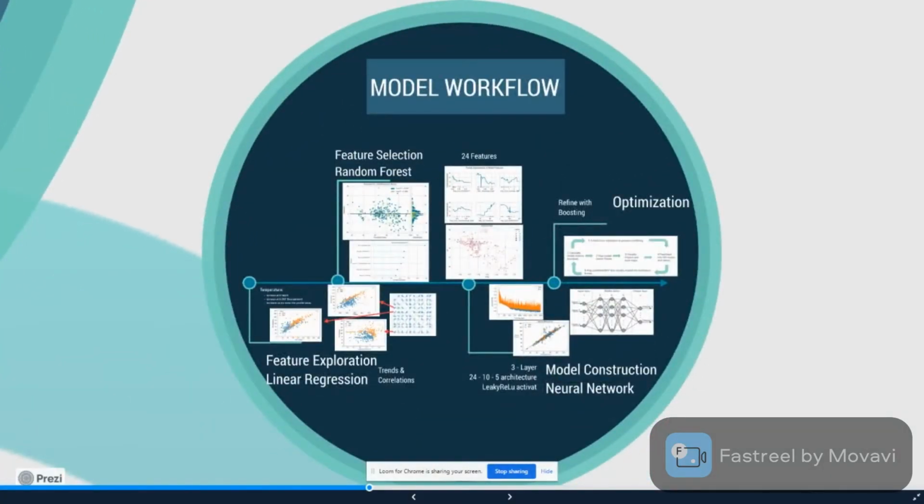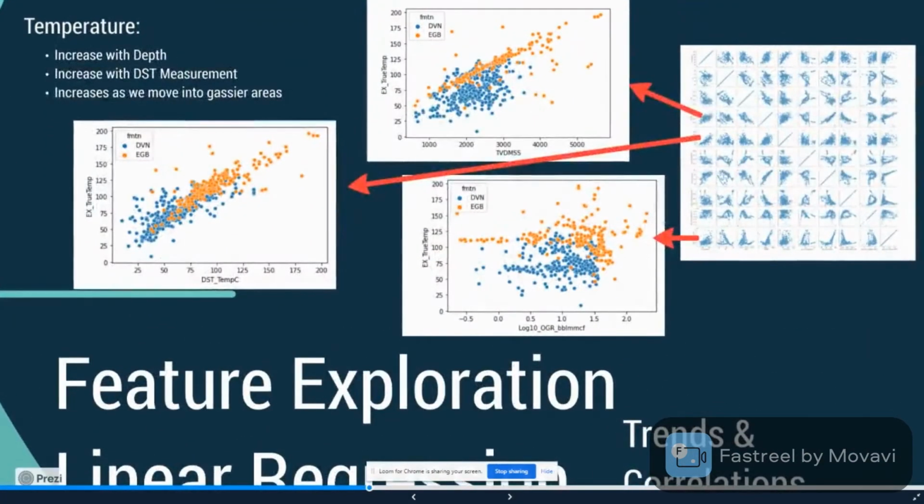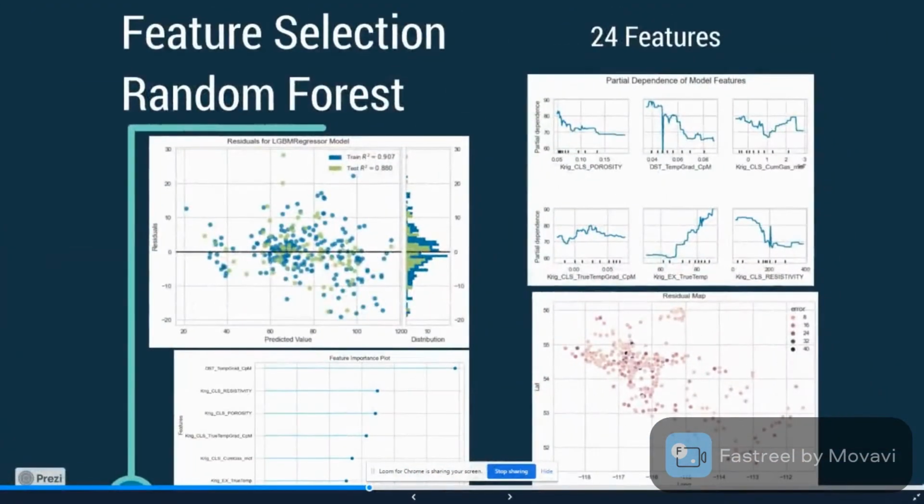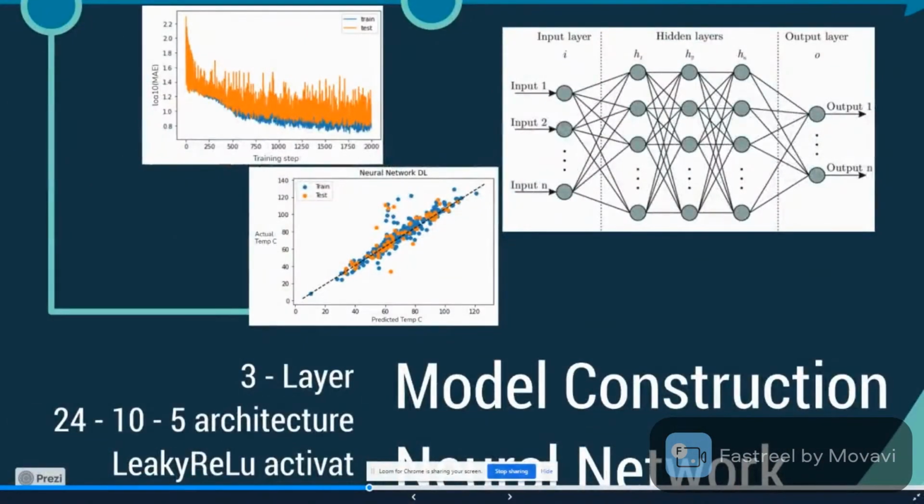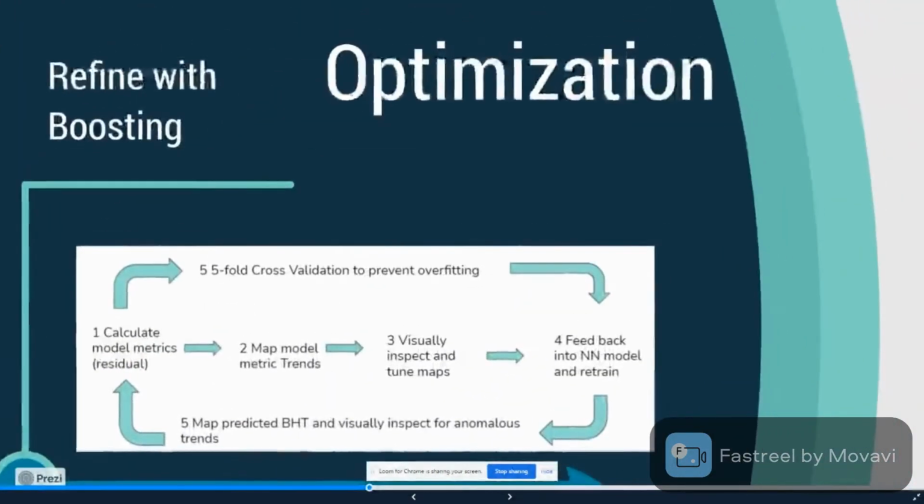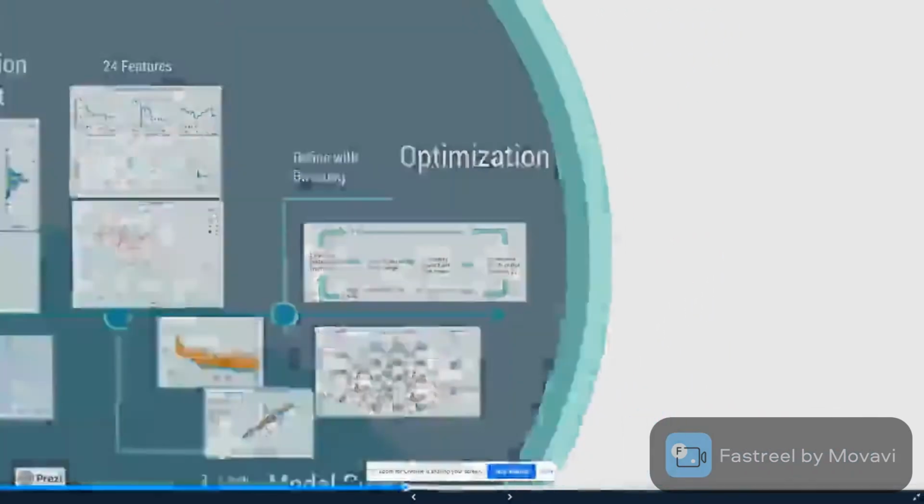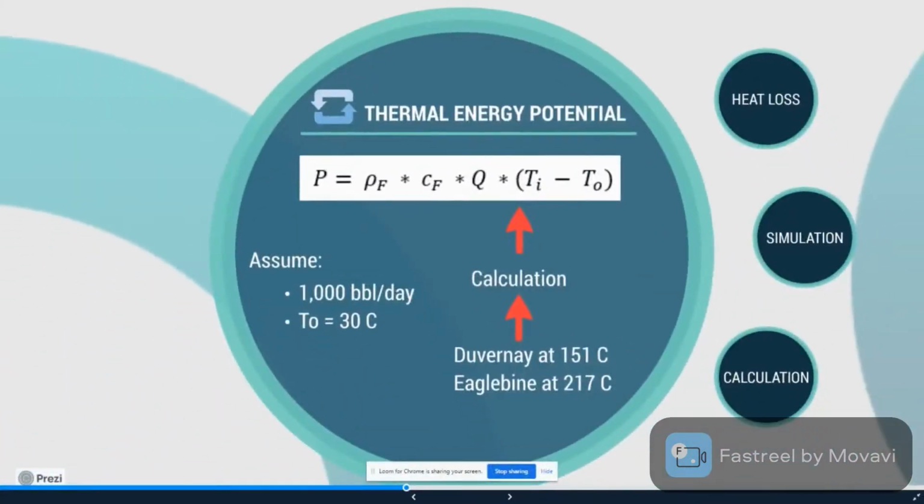Our modeling workflow is a progression of complexity. We start with simple linear regression to evaluate obvious relationships and trends. Then we leverage a tree-based model to perform recursive feature selection. Afterwards, we feed these learnings into a neural network model to improve model precision and accuracy. And finally, we perform boosting on the model results using cross-validation and various other techniques to help prevent overfitting. Now that takes us to the next step, which is the thermal energy potential calculation.